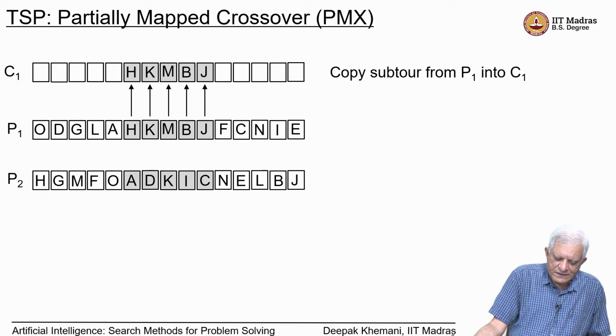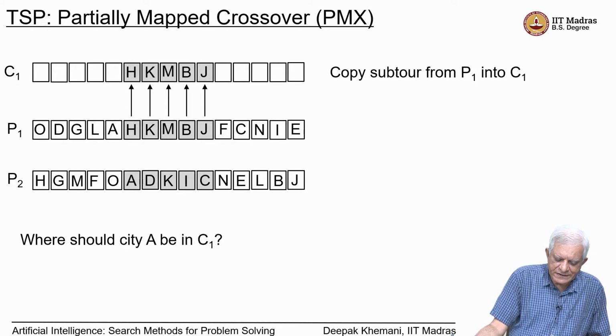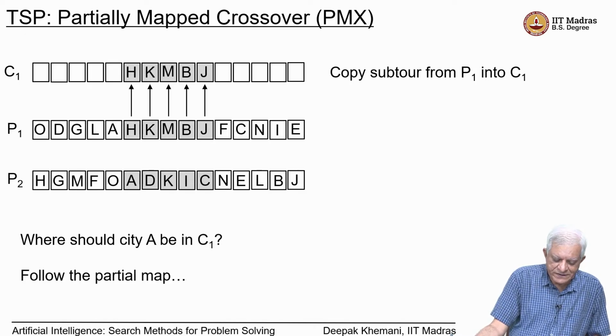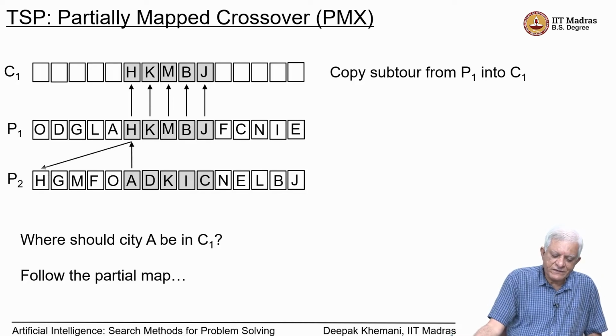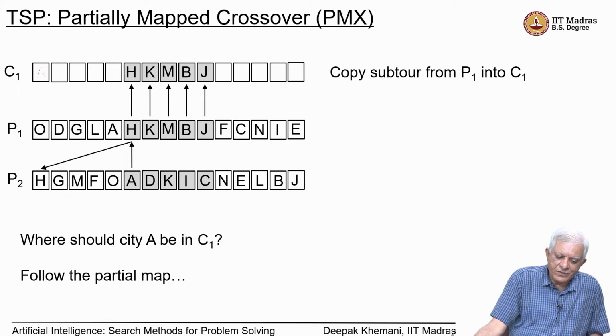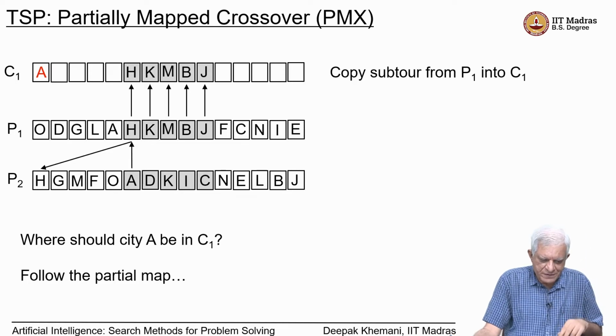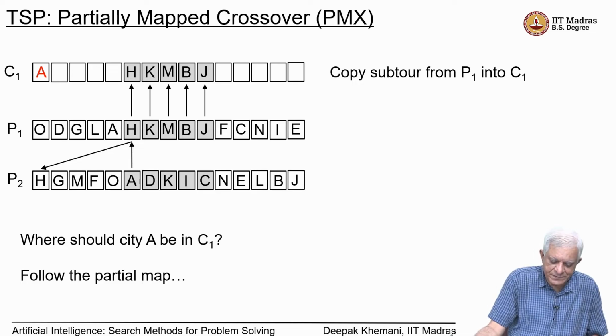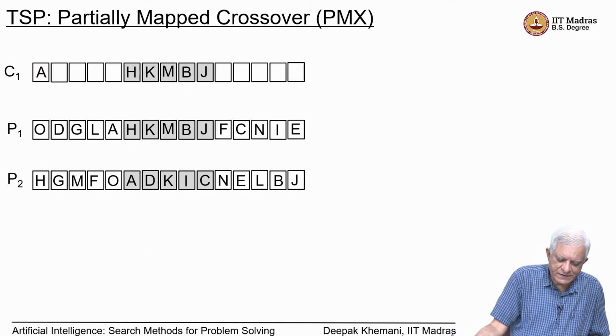So how do we do that? We start with A. Where should A be in child 1? C1 is child 1. We follow the partial map: we look at where H was and we put A in the location of H. You can see that this location was occupied by A neither in parent 1 nor in parent 2. But this is what the partially mapped operator gives us.